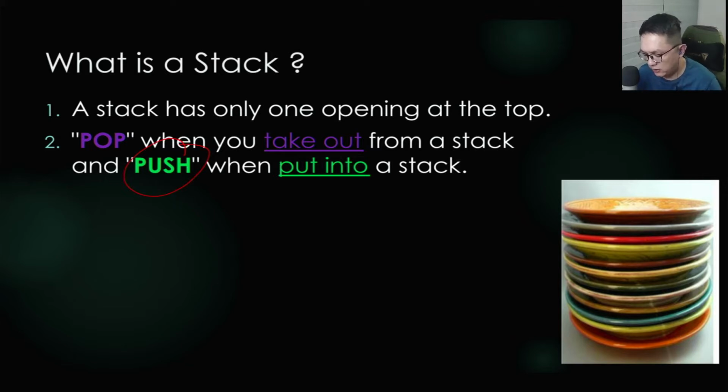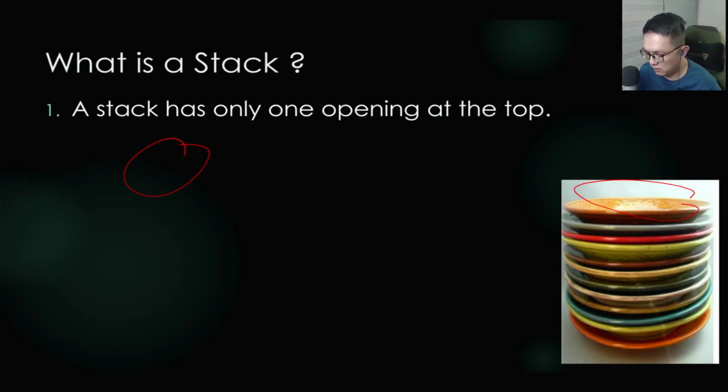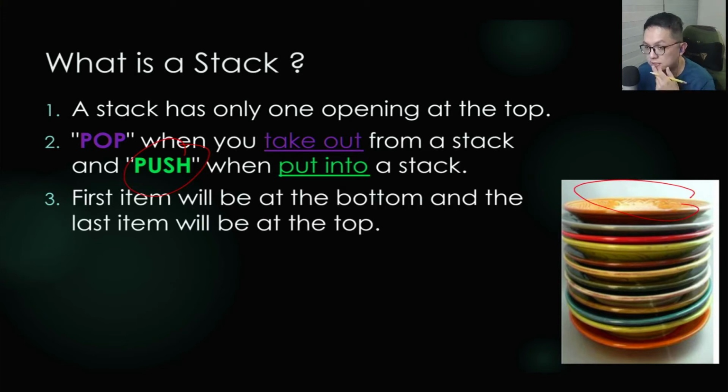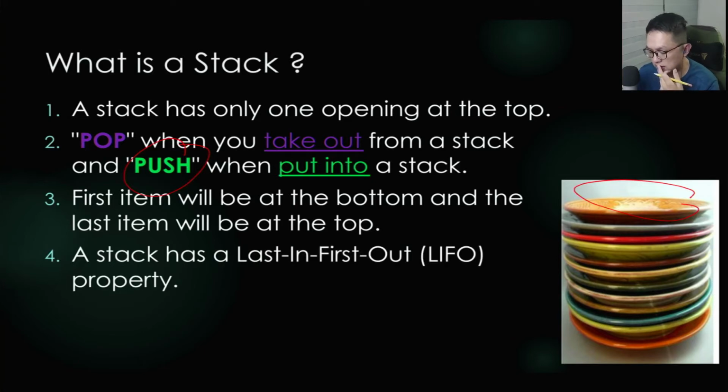And you realize that you can only take out the top one. Regardless of how many plates you have, you can only remove the topmost plate. After you remove the topmost plate, then you can move on to take out the next plate and so forth. Then the first item will always be at the bottom because that's the first thing you put in. The latest item you put in will be at the top. So this is what I mean by the last in first out property.